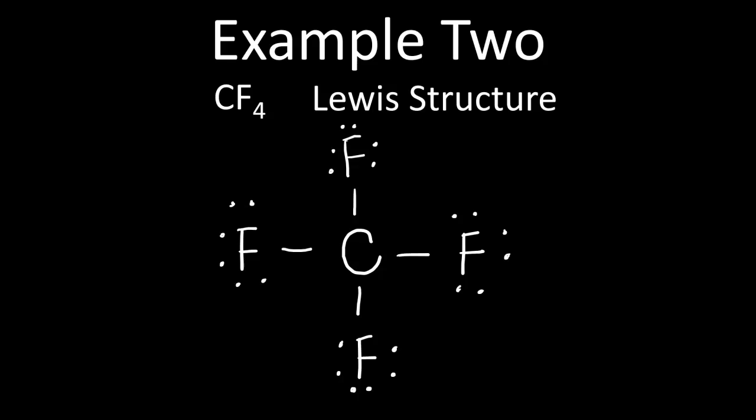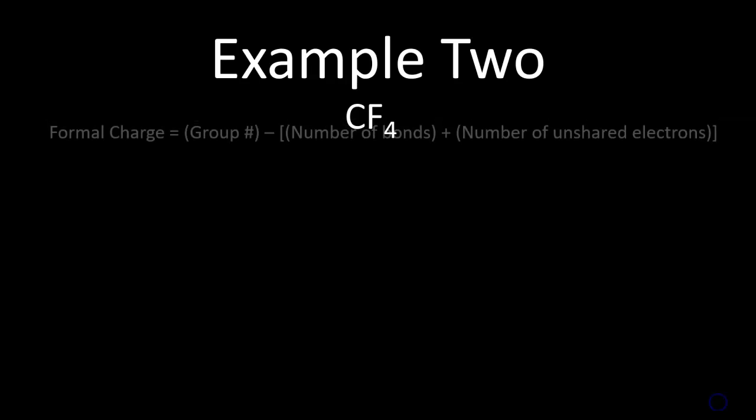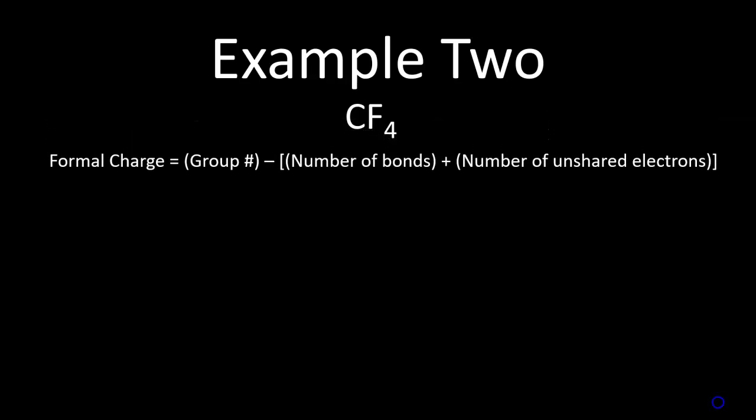So let's look at another example. Example number 2, we have CF4. I went ahead and drew the Lewis structure out for you because if you are struggling with Lewis structures, go into your video library and find that Lewis structure video, and that'll get you where you need to be, hopefully. So let's talk about our CF4. We're going to figure out the formal charge for each individual element.